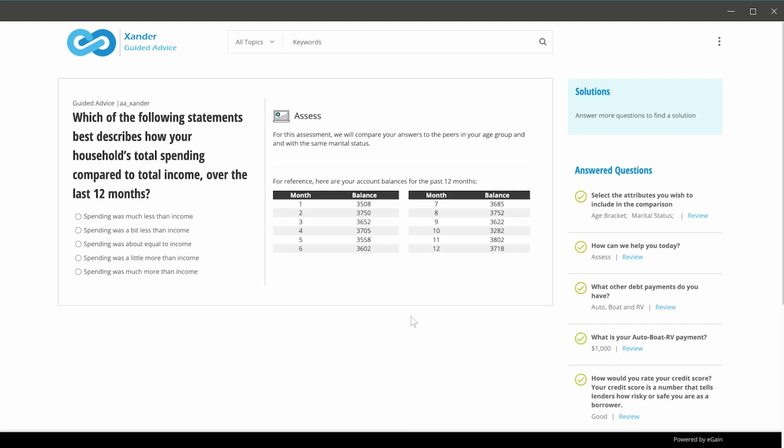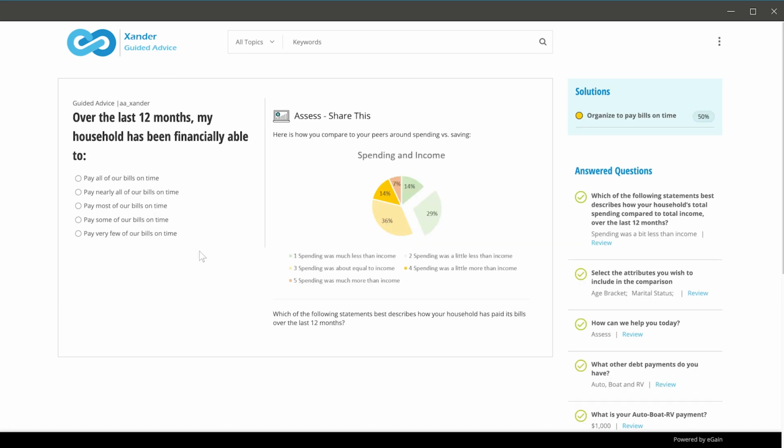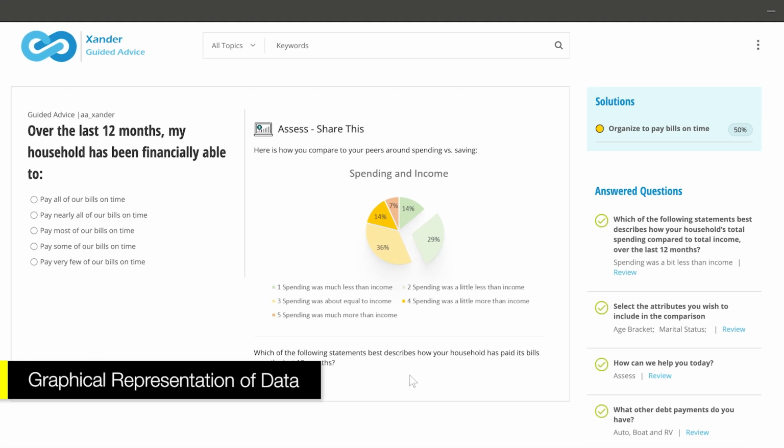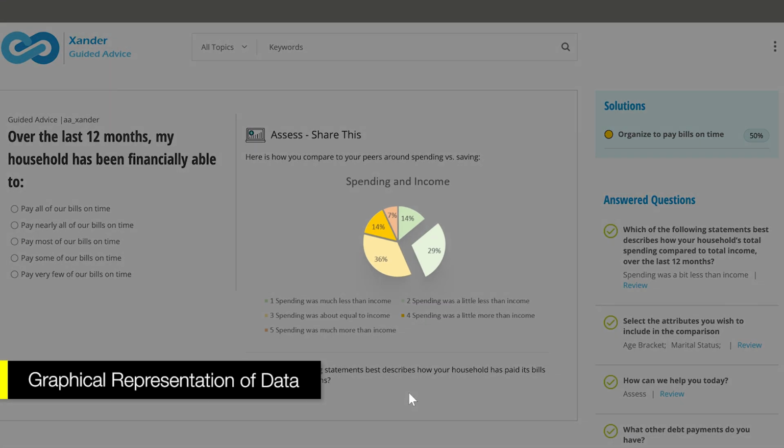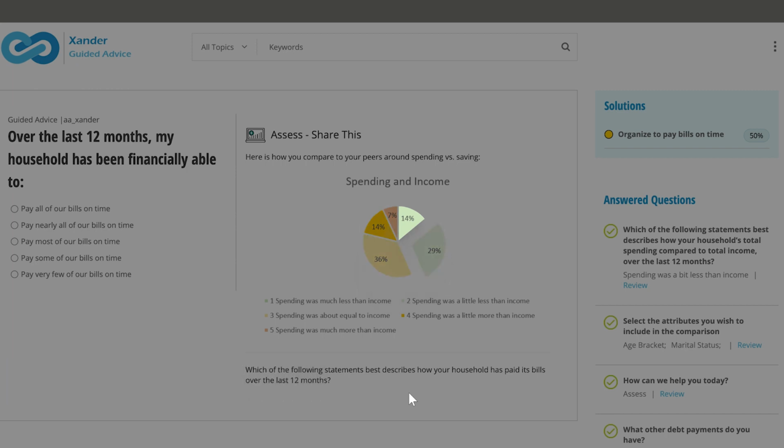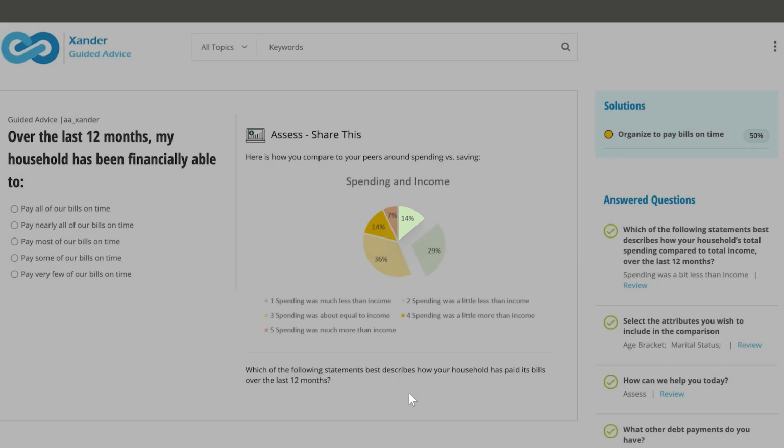For our customer, we will choose the second option, spending a bit less than income, and it is borne out by the data. Before we even ask the next question, we are provided with a graphical representation of how our customer compares to people like him or her. There are only 14% of people who answered something better than what we entered, so our customer feels pretty good.